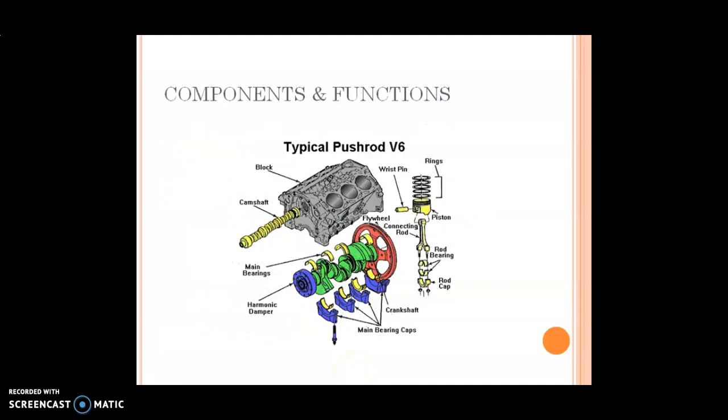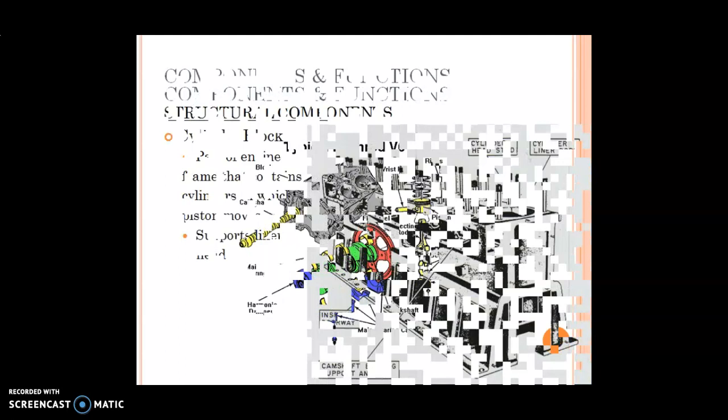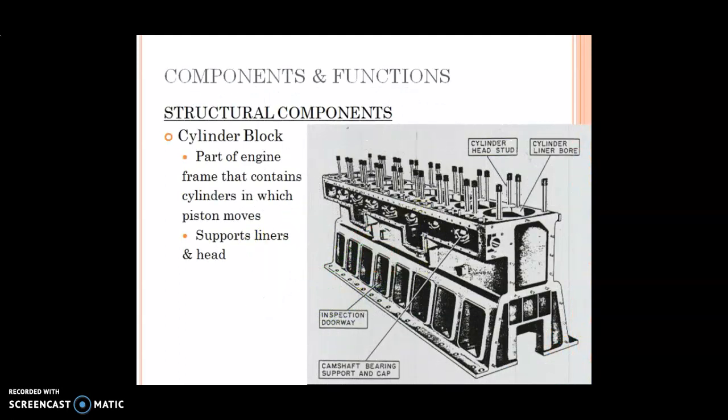Then we move on to the components and functions of an IC engine. The internal combustion engine of an automobile vehicle is made up of a lot of components. A huge number of components are assembled to make the engine. Let me discuss them one by one. The very first component is the structural component. In that structural component, a cylinder block is there.